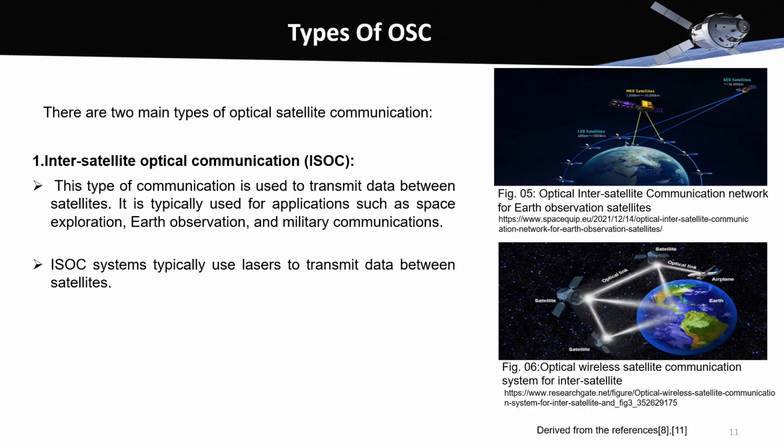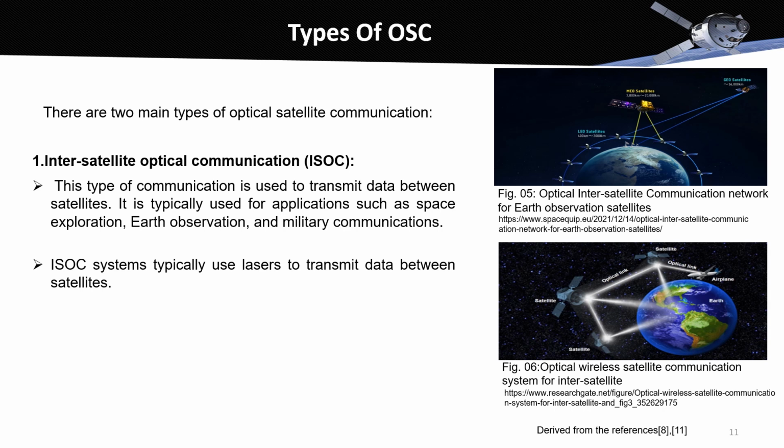On to the next slide, let me explain the types of optical satellite communication. There are mainly two types of optical satellite communication. It is based on the direction of the optical link. From the figure we can see inter-satellite optical communication. This is the first type. This type of communication is used to transmit data between satellites. It is typically used for applications such as space exploration, Earth observation, and military communications.